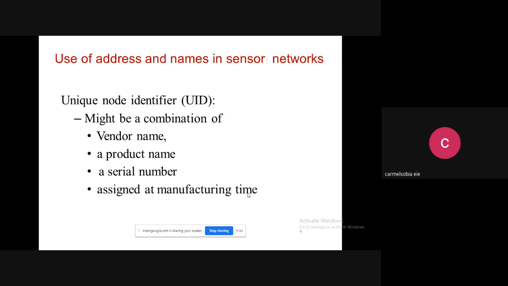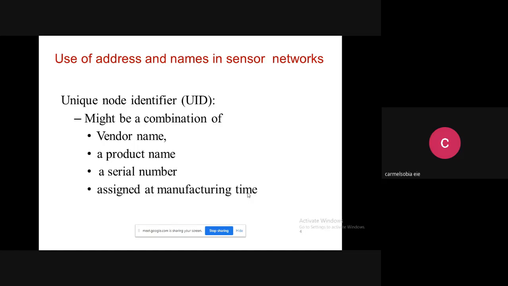The first one is the unique node identifier. The next one is the MAC address. The third one is the network address, then the network identifier, then the resource identifier. So the first one is the unique node identifier. What is a unique node identifier? It is a combination of the vendor name, the provider, product name, and serial number, assigned at manufacturing time. This is what gives you the information of the unique node identifier.